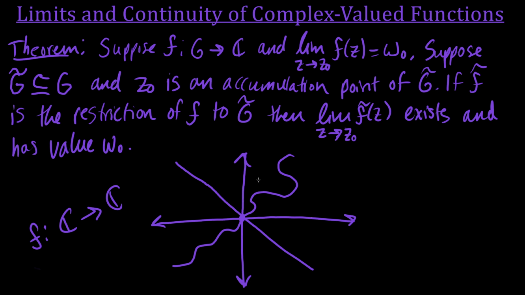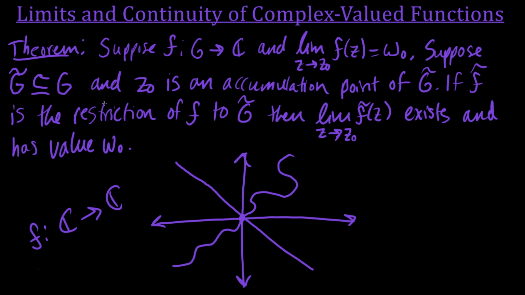And so if they're not the same, one of our assumptions must have been incorrect. So what assumptions did we make? Well, the first assumption we made is that the limit of f of z as z approaches z naught exists and has some value w naught. So this assumption could be incorrect. Now, what other assumptions did we make?